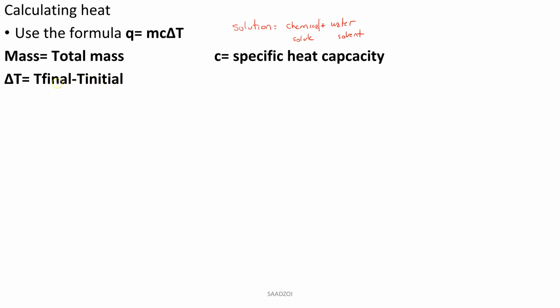T final and T initial, that's your final temperature and your initial temperature. It's not big minus small number. Please don't make that mistake. And c is the specific heat capacity, which is a constant, as you hopefully are aware, and that varies based on the substance.